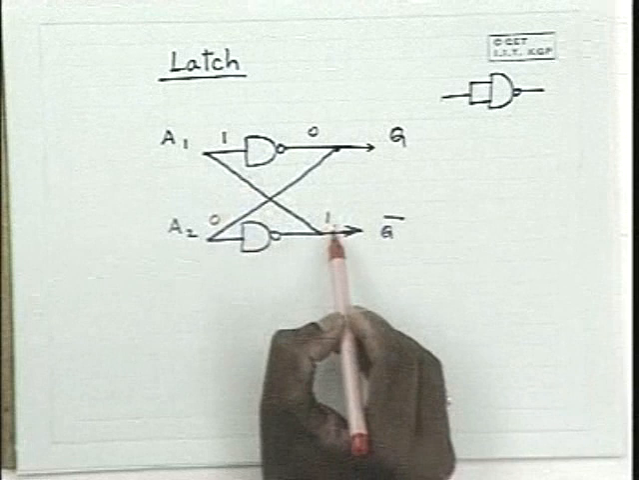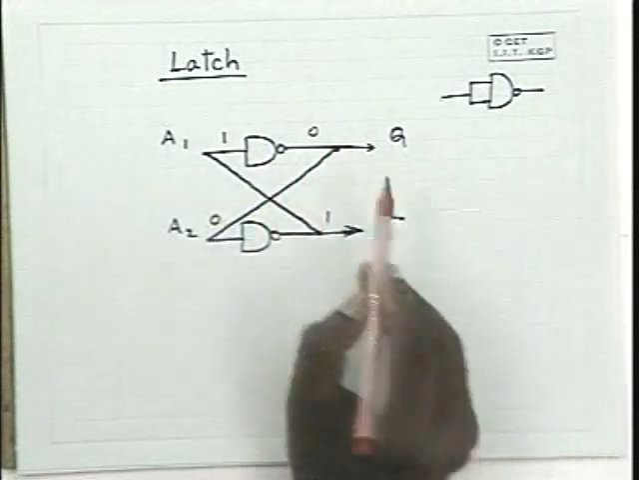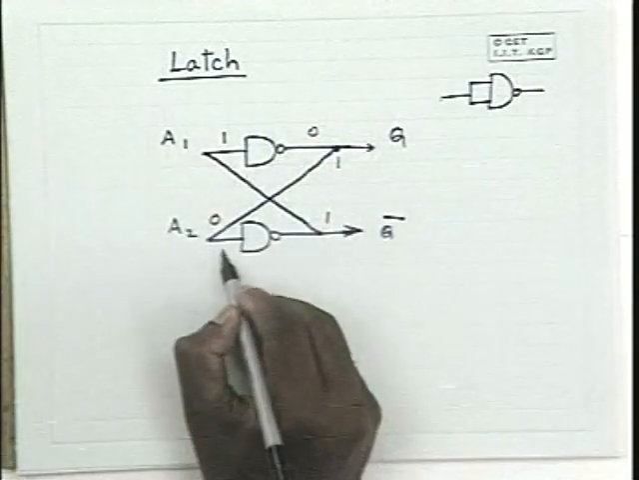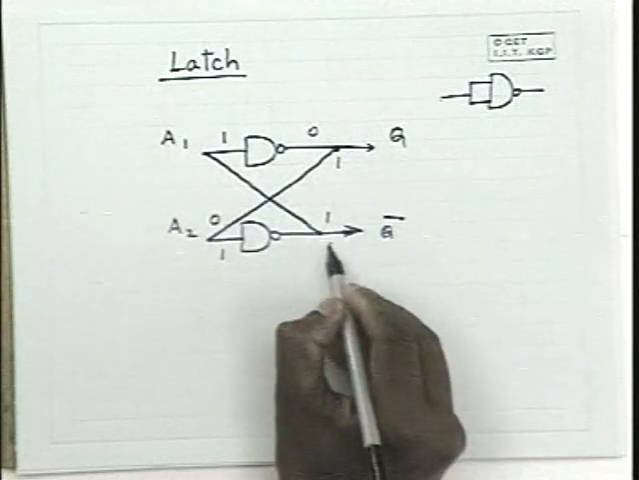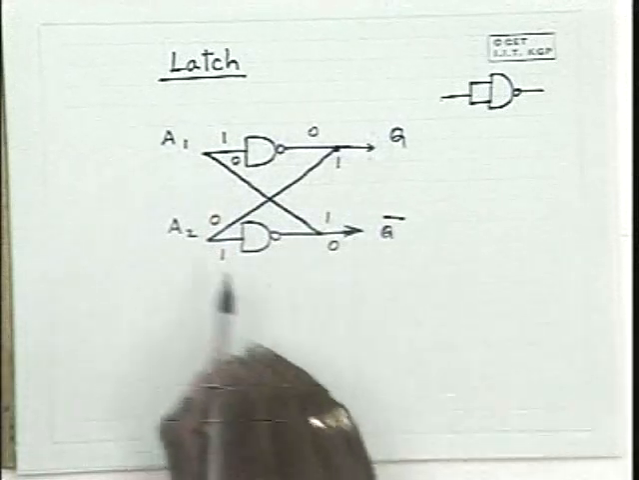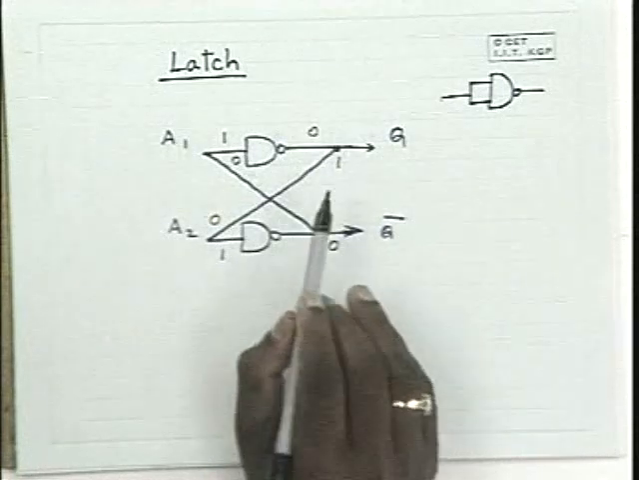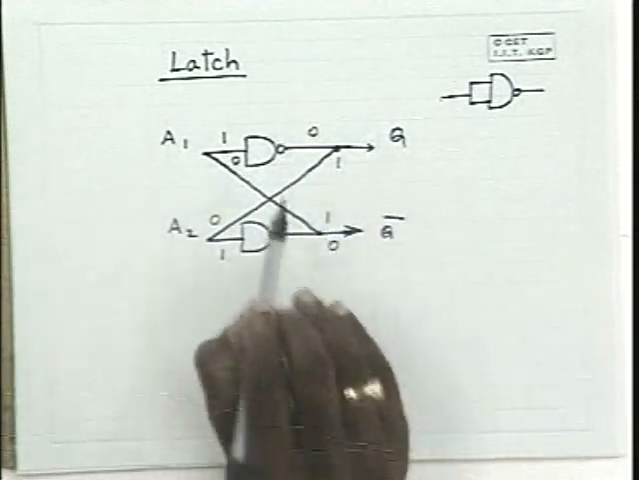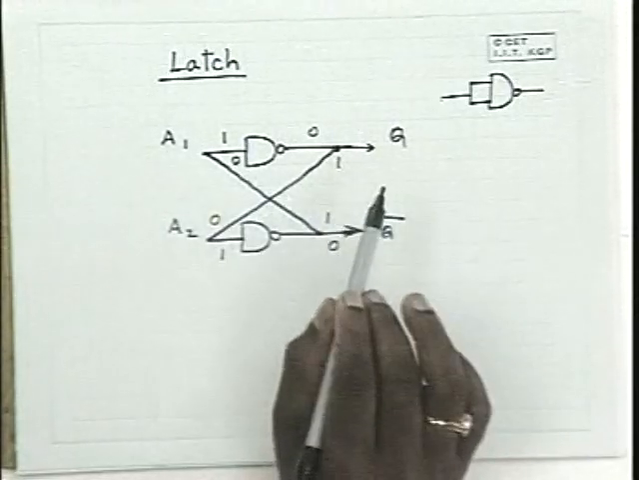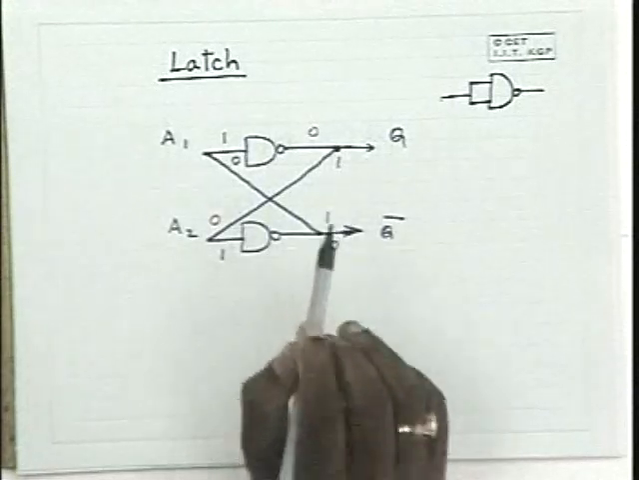When this output is 1, this output is 0, and vice versa. If this happens to be 1, this means this is a 1. This would now be 0, and this would be 0, and this would remain 1. So this circuit upon power on will go to either logic level 0 or 1 and it remains there. It acts like a 1-bit memory and it remains in that condition.